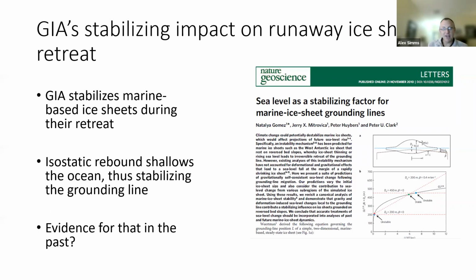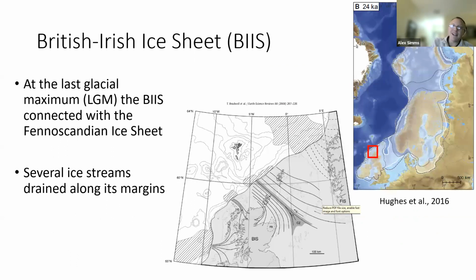If we look at the past, when ice sheets have retreated, is there evidence that post-glacial rebound may have stabilized or caused a reversal in the rate of sea level change across areas that were deglaciated at the last glacial maximum, or the last ice age, between 20 and 10,000 years ago? And so that kind of brings us to Scotland.